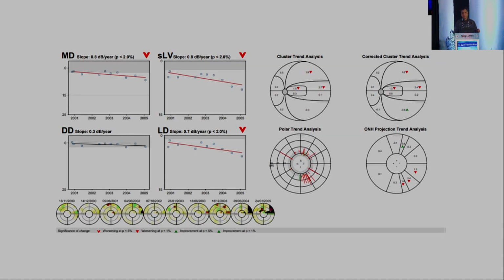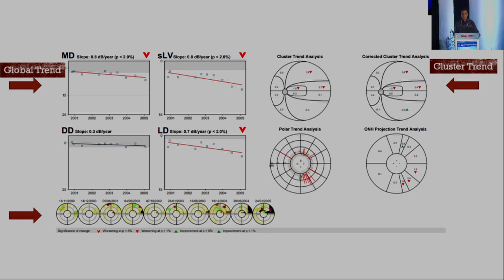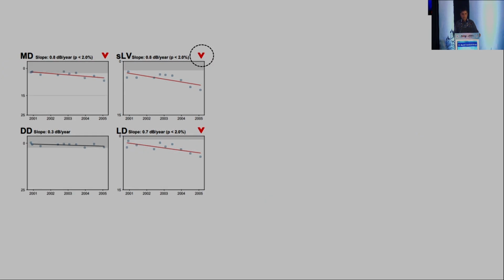So this is how a representation of the progression analysis looks like. On the bottom you have an overview of all the color scale of the fields which you have used for progression. And then the trend analysis of the 4 indices which we have already described. And then you have on the top right the cluster trend analysis and the polar trend analysis on the bottom right.